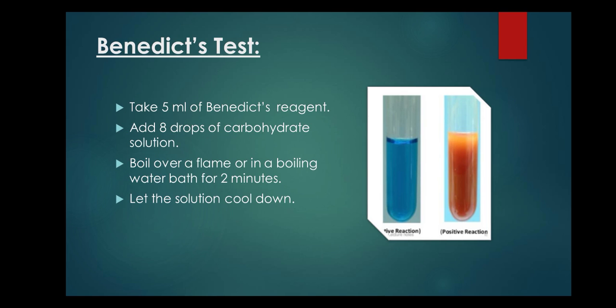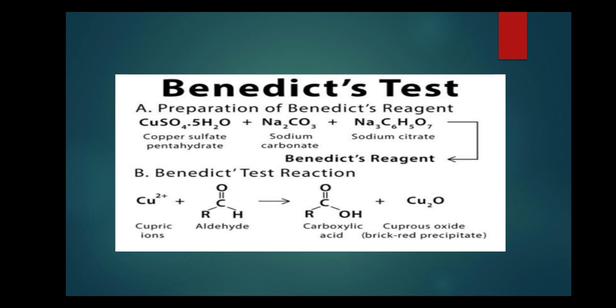Then Benedict test. For the Benedict test, take 5 ml of Benedict reagent, add 8 drops of carbohydrate solution, boil over a flame or in a boiling water bath for 2 minutes. Let the solution cool down. In case of positive reaction, a reddish brick color or orangish color is formed in the test tube. In case of negative test, you can see that a bluish color is formed.